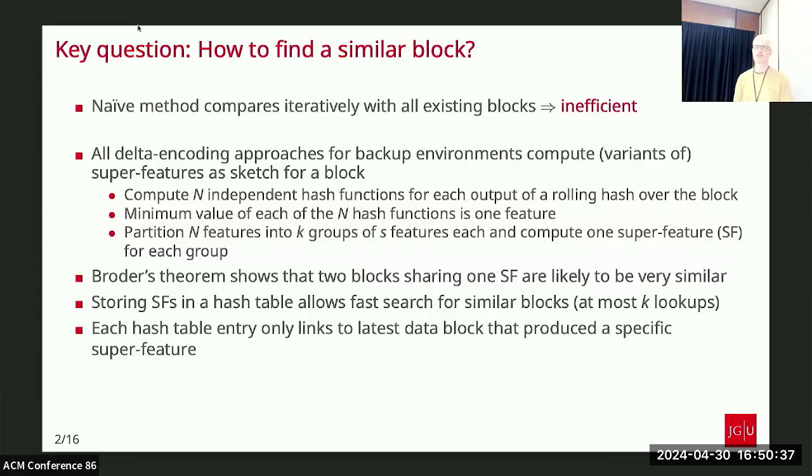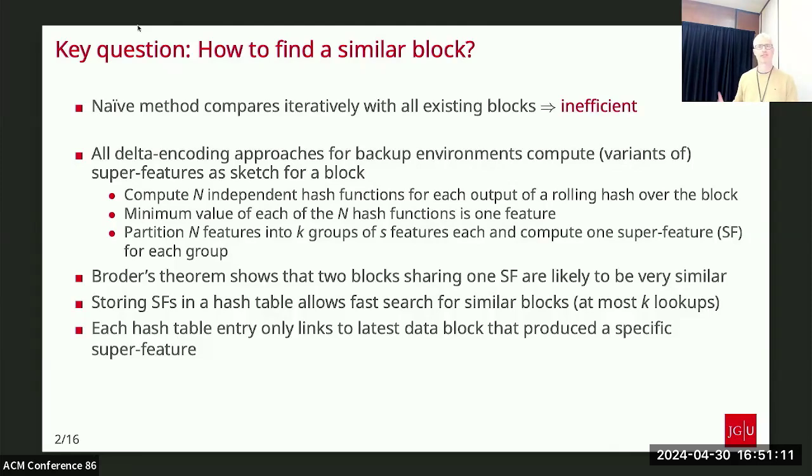And what are super features? In principle, I'm running a window over my data block. For each window, I'm computing some kind of hash function, and I do n independent ones. Afterwards, from each of these hash functions, I just take the minimum value. Each of these minimum values of these n independent hash functions is one of my real features, which I want to use. So again, comparing against a lot of features takes a lot of time.